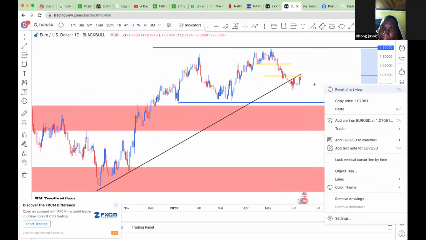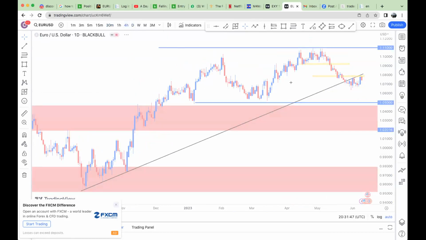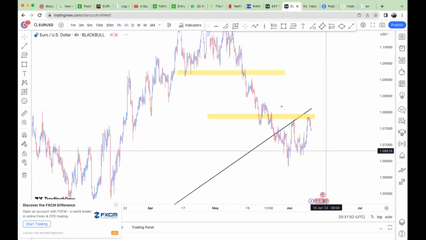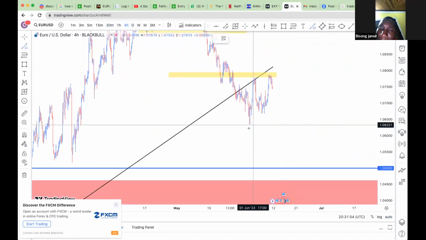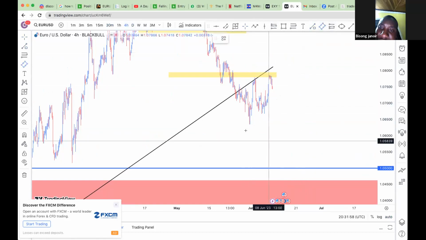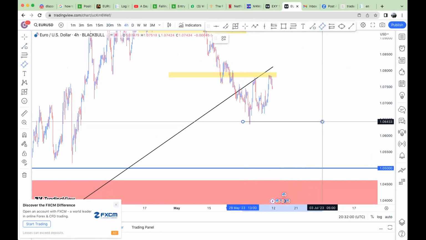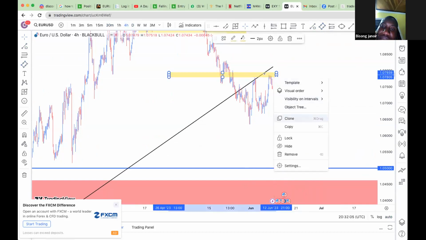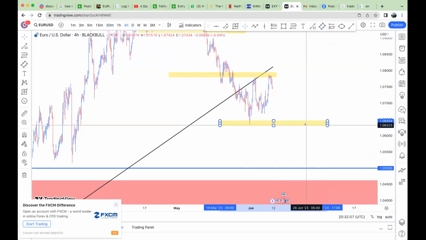Now, let me tell you one secret. Monday is usually the continuation of Friday. Monday is usually the continuation of Friday. So this market is going to keep selling into Monday.